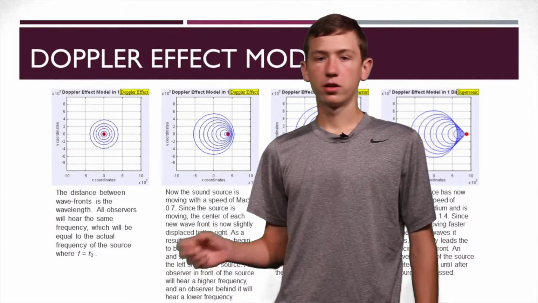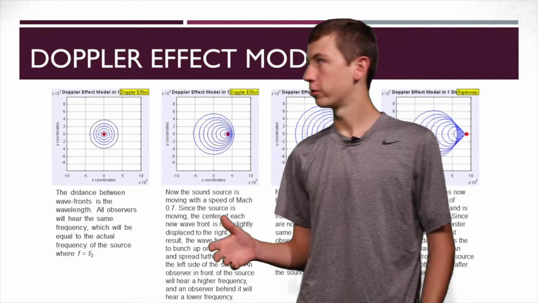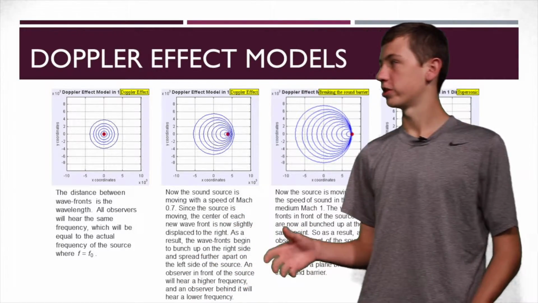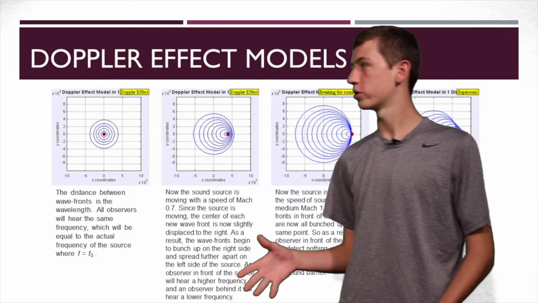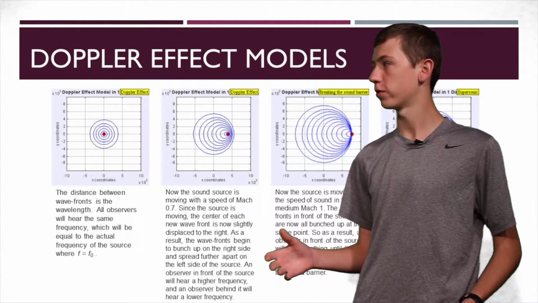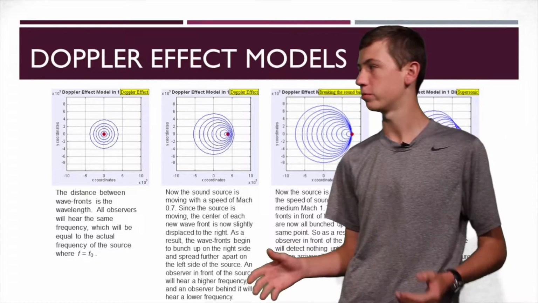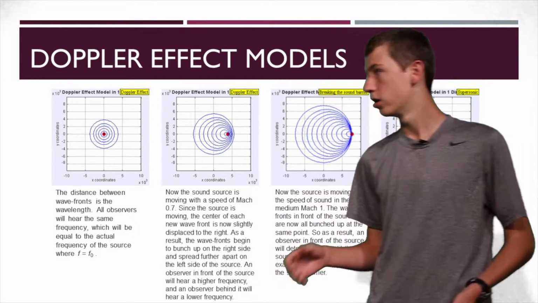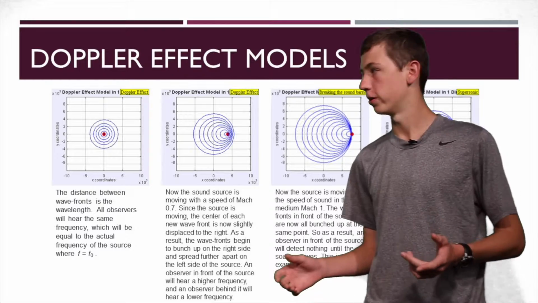Our first one here, the object is not moving, so everyone will hear the same frequency. Next up, the sound source is moving with a speed of Mach 0.7. Since the source is moving, the center of each new wave front is now slightly displaced to the right. An observer in front of the source will hear a higher frequency, whereas an observer behind it will hear a lower one. We will simulate this later on in the video.